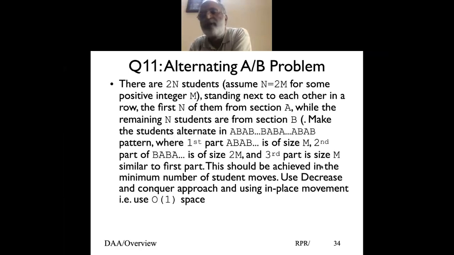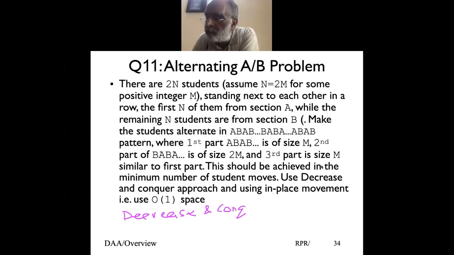So how do we solve the problem? This we have to use what is called decrease and conquer. Reduce the problem to size 4, and if we reduce the problem to size 4, then we can solve it. So solve it two ways. First, solve for the middle part, and then solve for the first and the third part. And that is what we need to basically be doing.